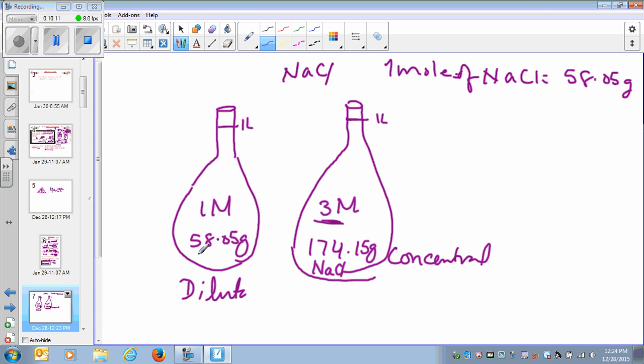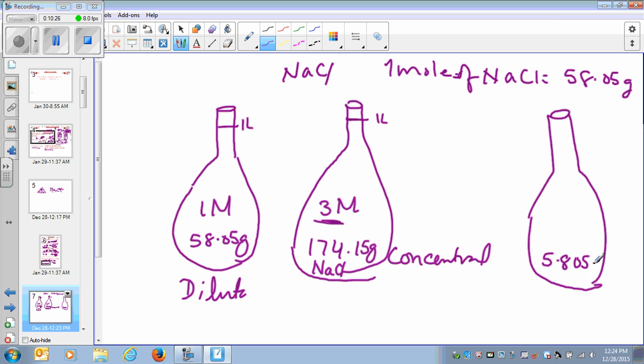For example, let's say I want to prepare a 0.1 molar solution. How much salt would I take? 0.1 molar means I'll take 5.805 grams and dissolve it in 1 liter. This is a 0.1 molar solution, so this is an even more dilute solution. This is a very dilute solution because it has only 5.8 grams of sodium chloride, versus this one, 1 molar, 58.05 grams, versus 3 molar.